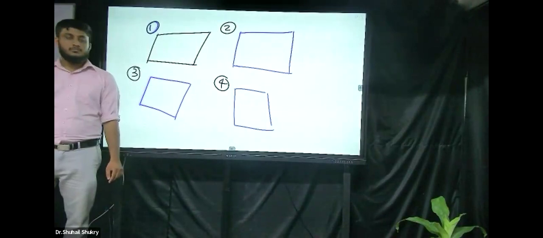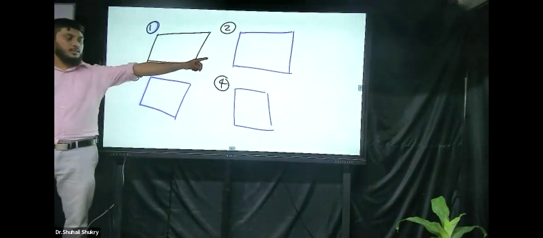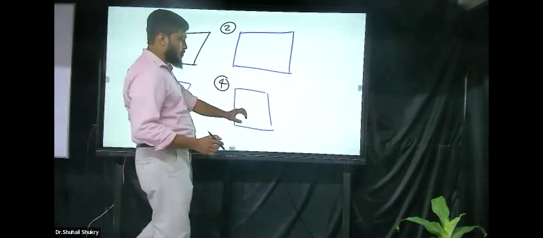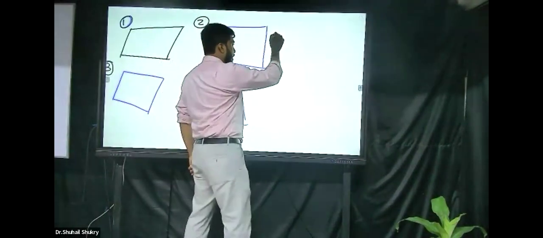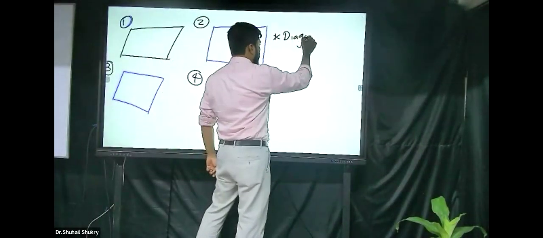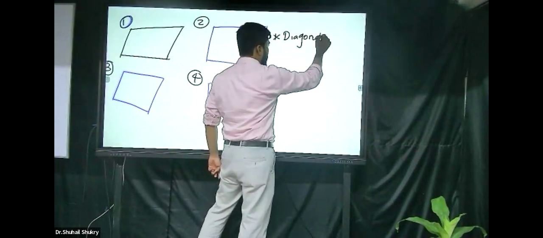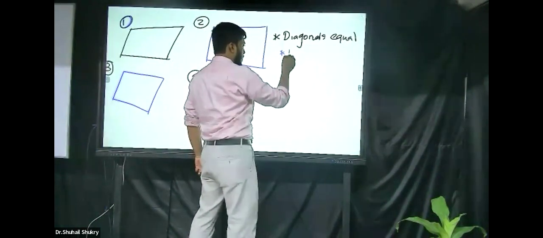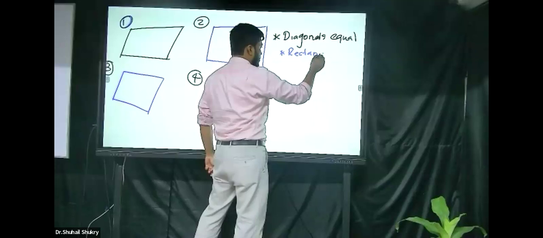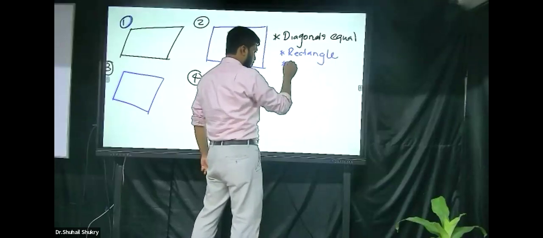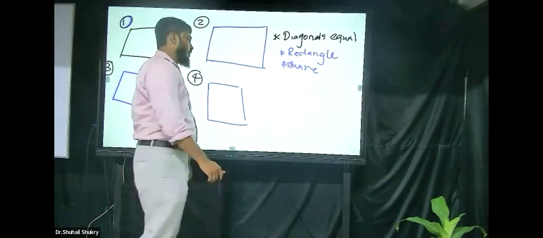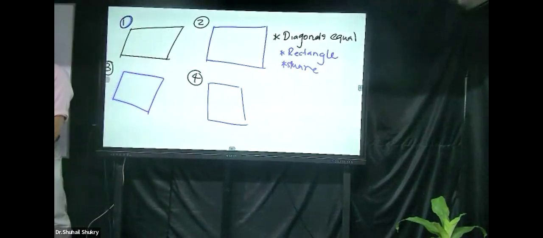So out of these four shapes, what are the straight shapes? The second one and the fourth one. Then the diagonals are equal. These statements are very, very important. Diagonals equal in whom? Two shapes: the rectangle and the square, because these are the straight shapes.